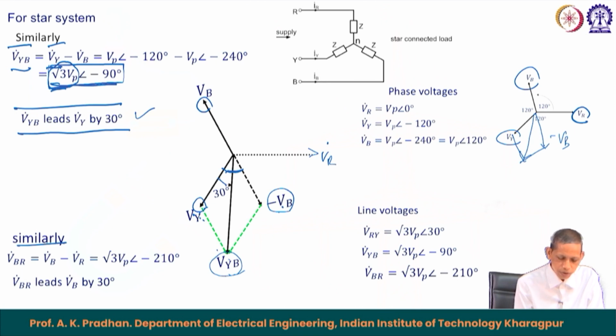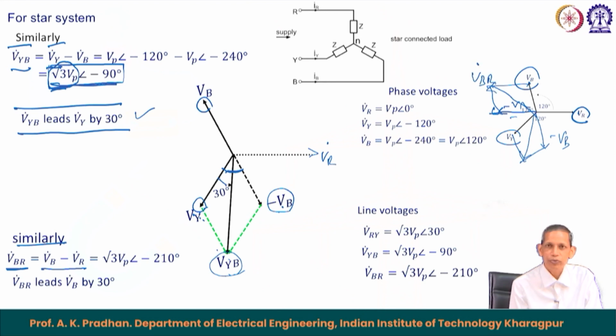Now, similarly, for the V B R, V B R equals V B minus V R. So, minus V R means this direction, this is minus V R. The resultant of these two we get in terms of this, so this becomes the V B R phasor. The V B R phasor leads the V B phasor by 30 degree, this is your 30 degree case. And then the corresponding line voltage magnitude becomes equal to root 3 times the phase voltage.